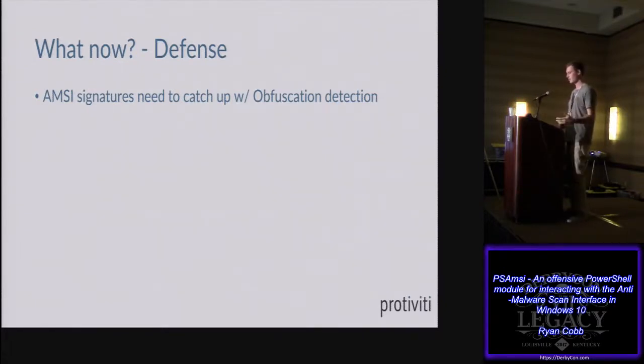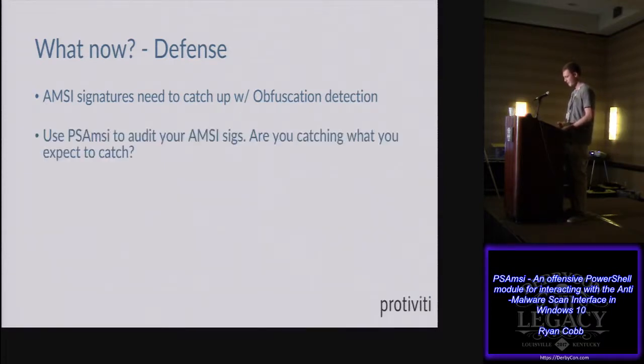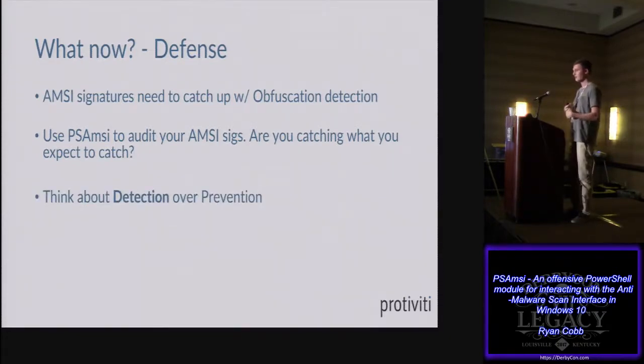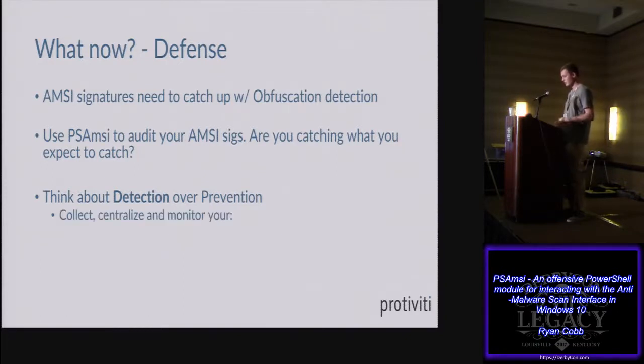And kind of to close, I have some closing remarks both from a defensive perspective and an offensive perspective. Really, PSAMC highlights the fact that the AMSI signatures need to catch up with the obfuscation detection. The obfuscation detection is really pretty decent, but we actually need signatures that force us to use more obfuscation. So right now we don't even need to use all that much. Defenders, feel free to use PSAMC to audit your AMSI signatures. Are you catching what you expect to catch? You might be surprised.